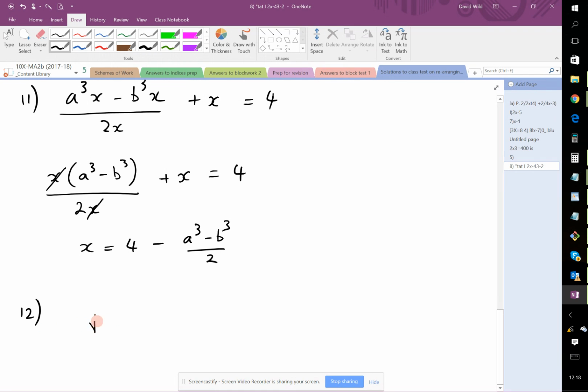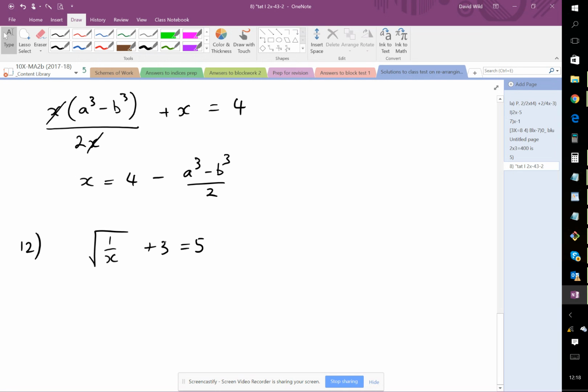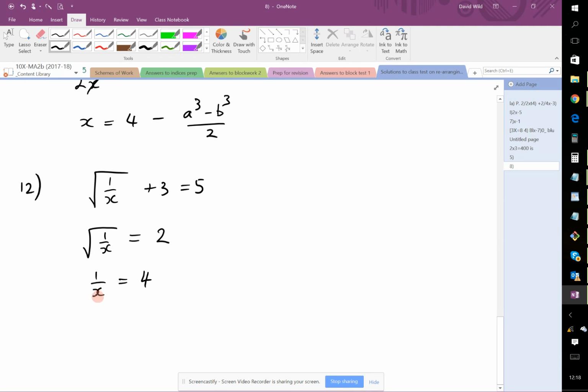Question 12. The square root of 1 over x plus 3 equals 5. This is similar to one of the questions we did earlier, remembering that we must subtract this 3 from both sides before we start squaring both sides. So let's do that. Let's subtract 3 from both sides. Now we can square both sides. Get rid of the fractions.